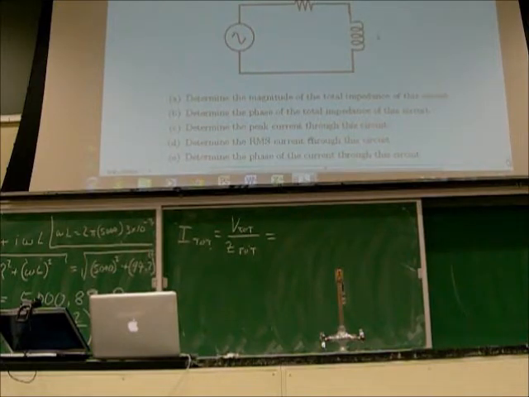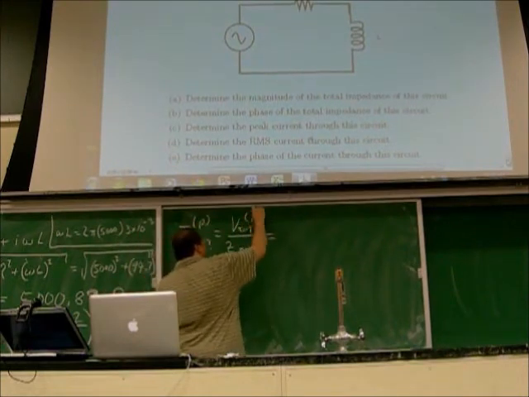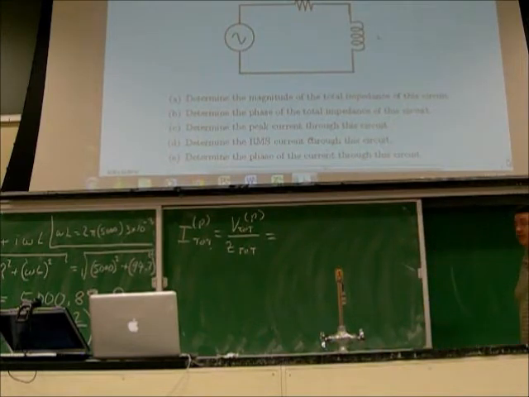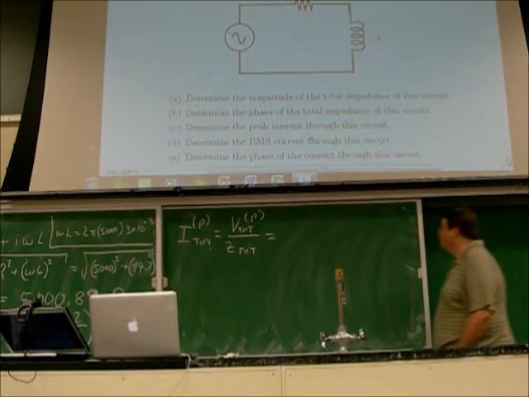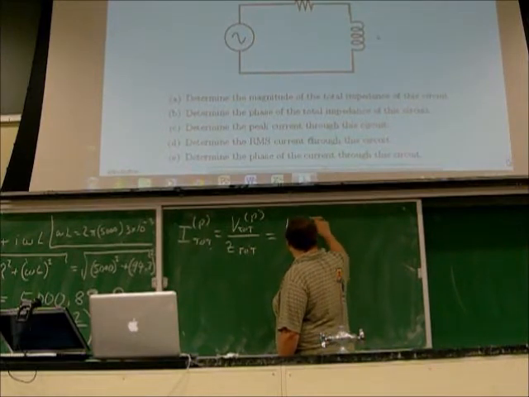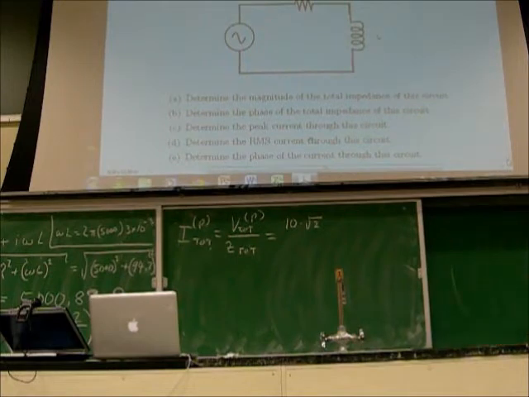Peak. So if I wish to do this equation in peak for now, what am I going to put in for the voltage of the power supply? 10 root 2. 10 times square root of 2, because I've decided to use the equation as peak. I was given RMS, and I know how to get peak from RMS. I multiply by square root of 2.